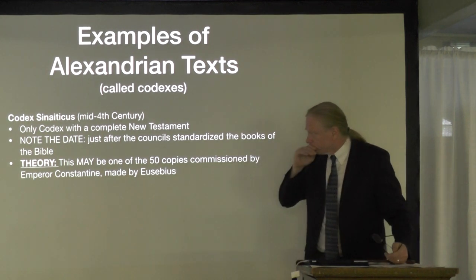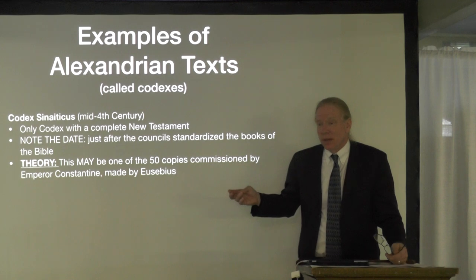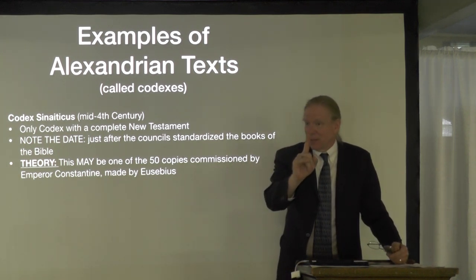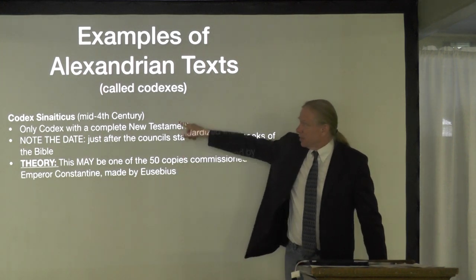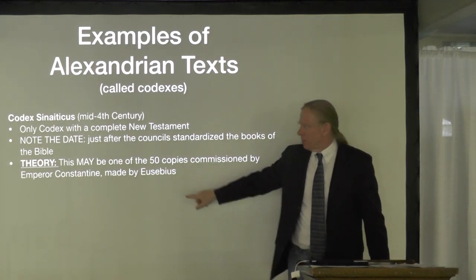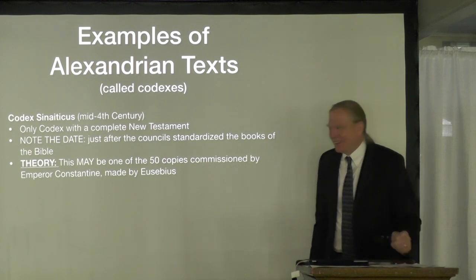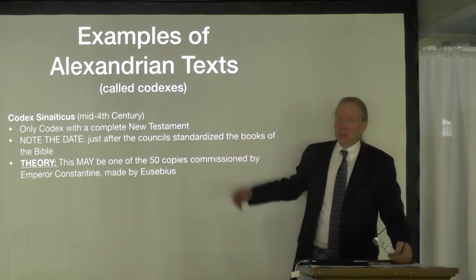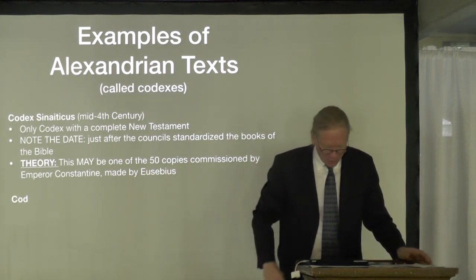This is right after the councils. Remember, we talked about this. Council of Hippo, Council of Carthage, standardized the 27 books of the Bible. So there's a theory that we believe and have strong evidence is true. This Codex Sinaiticus may be one of the 50 copies that Eusebius was asked to make by Emperor Constantine. You can't get much closer to the originals than that. Okay? So for all those King James only folks that are dismissing the Codex Sinaiticus, this was probably the early church's book. The Codex Sinaiticus. Let's go on.